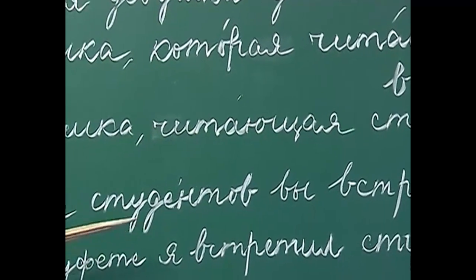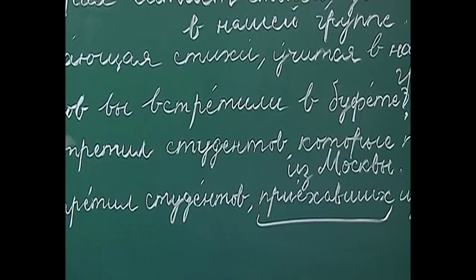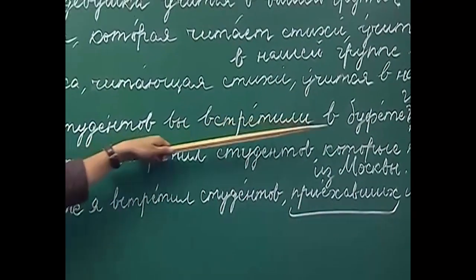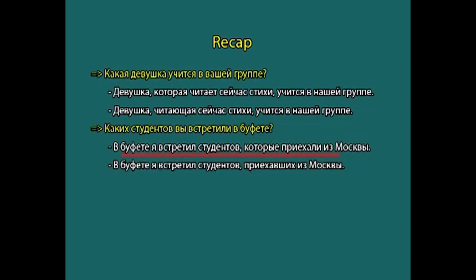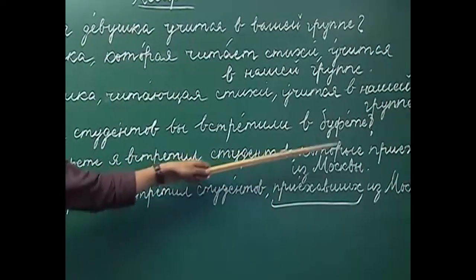The next is: каких студентов вы встретили в буфете? Which students did you meet at the canteen? В буфете я встретил студентов, которые приехали из Москвы. So, at the canteen I met the students who came from Moscow.